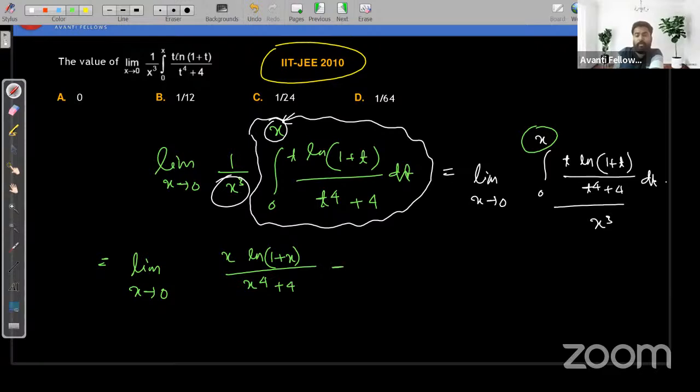minus, we need to multiply also by the derivative of the upper limit, that is 1, minus f of g of x, and here the lower limit g is 0. If we put 0 in place of t, it will be 0, so 0 into 0. Okay, you are getting that.